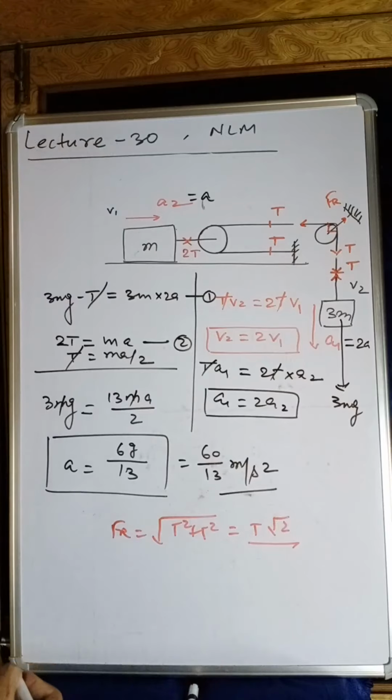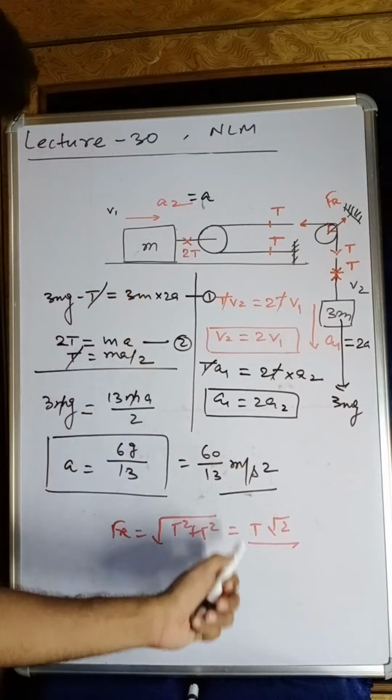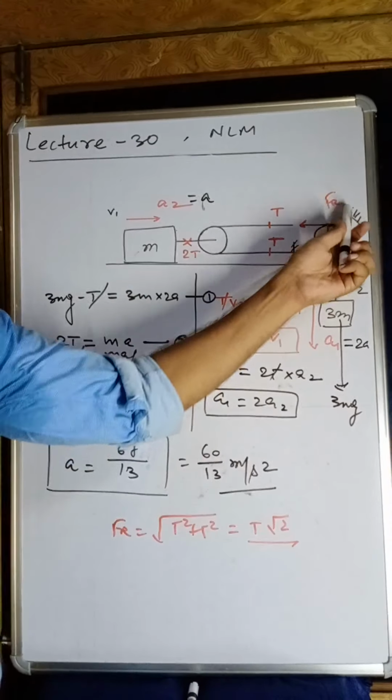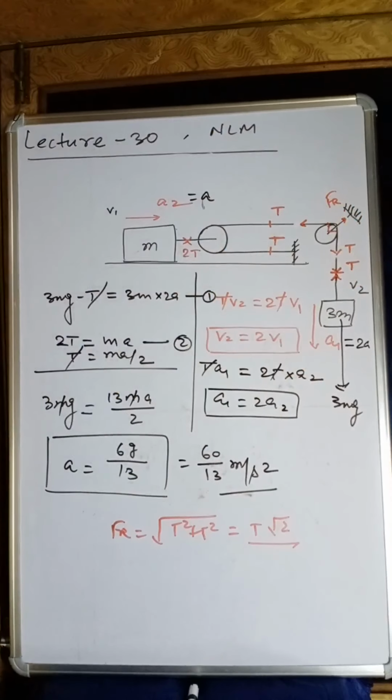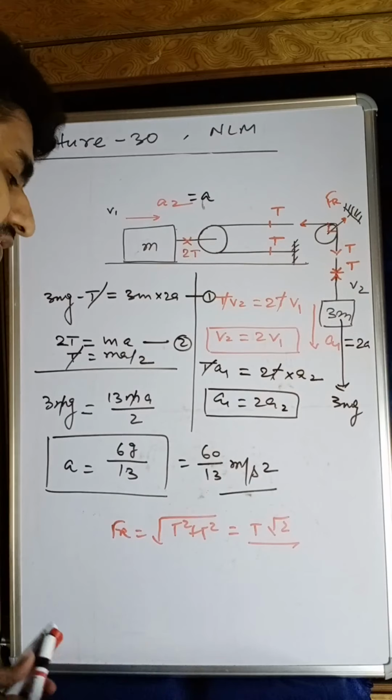You get the value of T from the equation, then √2 times T will be the force on the ceiling, that is applied by this pulley. In this way you have to solve the questions. Okay, now one more question that we discuss.